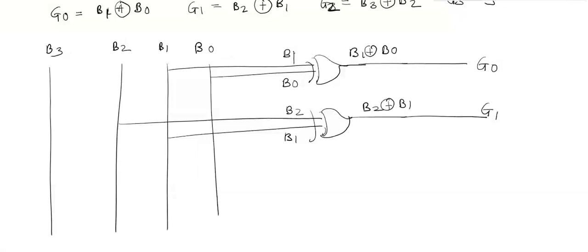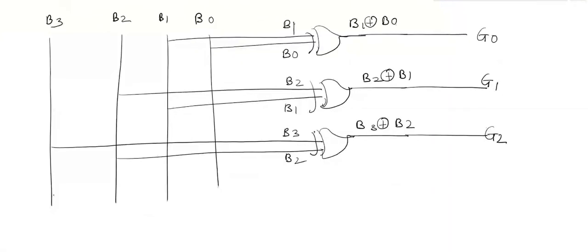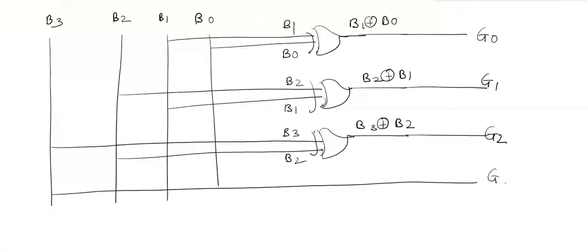Similarly for G2, the first input is B3 and second input is B2, giving the output as B3 XOR B2, which is nothing but G2. And G3 is nothing but B3. Now B3 as it is is G3. This is the logic circuit of the binary to gray code converter.